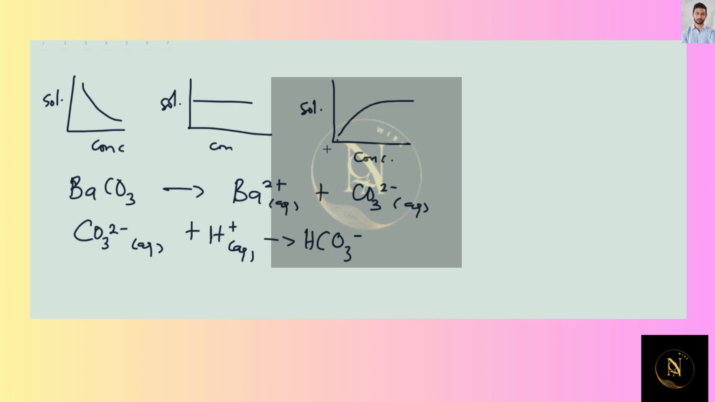So if the concentration of the acid is increasing, then the solubility of barium carbonate should be increasing. If we call this high, high, high, the answer here would be graph or curve 3.